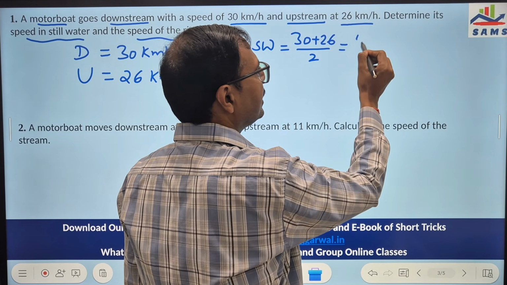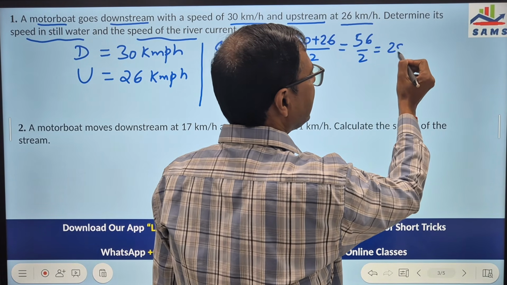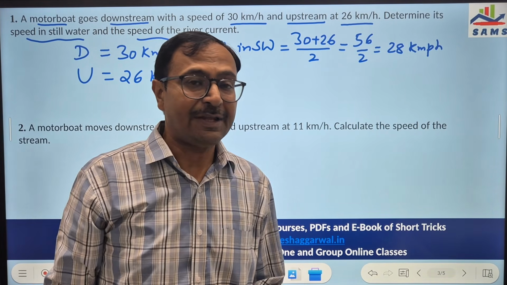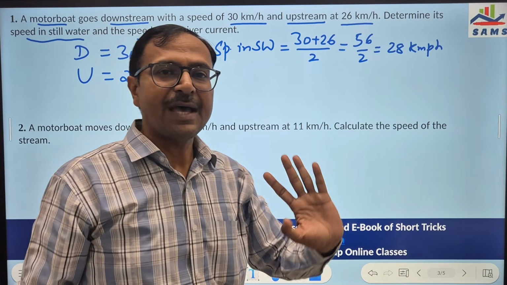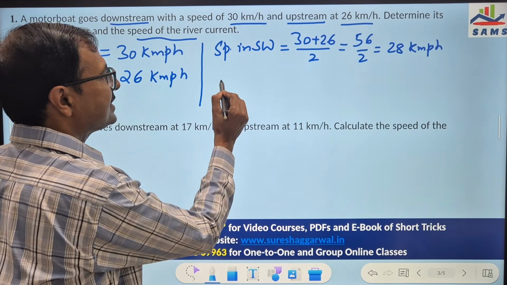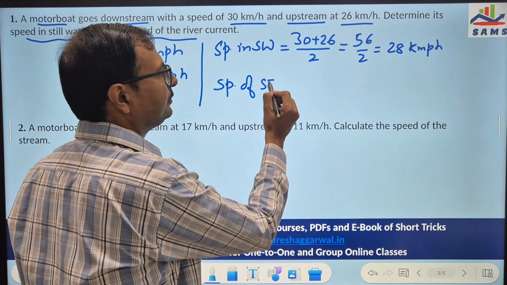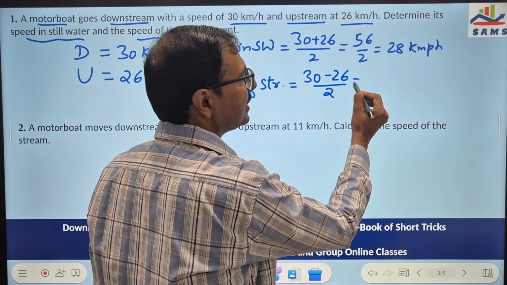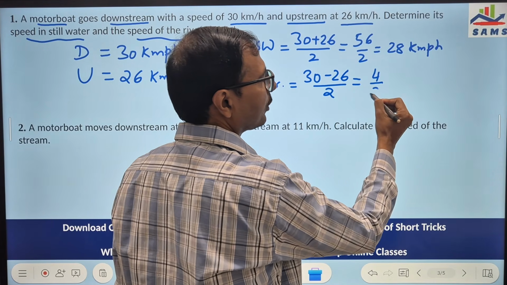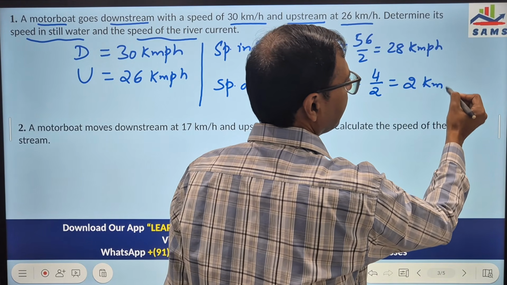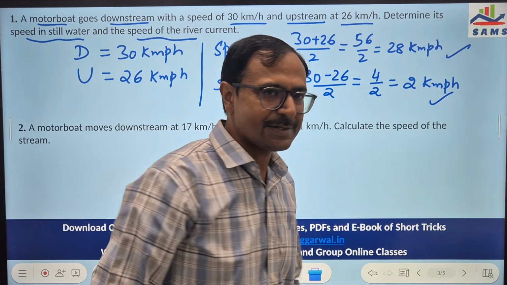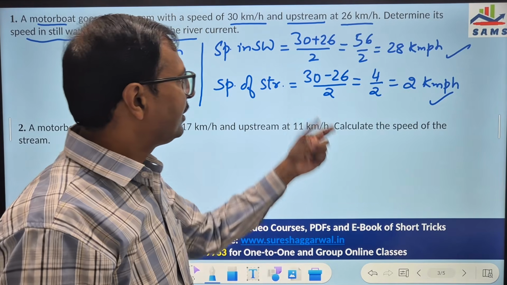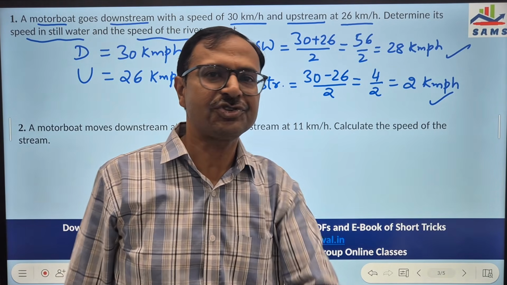So what will this become? This is 56 by 2, which is 28 km per hour is the speed in still water. So the boat, when the water is still, it is having a speed of 28. Likewise, speed of stream, how much is that? Now in place of plus you need to write the minus. So this becomes 4 and 4 by 2 is 2 km per hour, and these are the two answers. See, add, divide by 2, you get the speed of boat in still water. Subtract, divide by 2, you get the speed of stream.